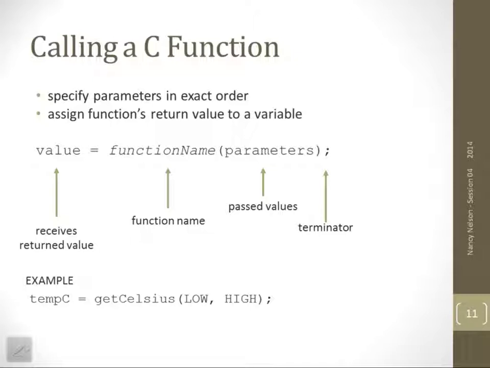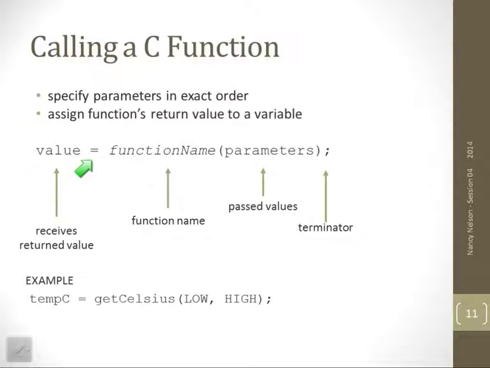Now that the function has been written and prototyped, we're ready to call it. And there are a couple of rules that we have to keep in mind when we call a function. The first is we have to use its actual name. We have to specify the parameters exactly in the order that is written in the parameter list in the declaration. And if there's a return value, we have to remember to assign it.